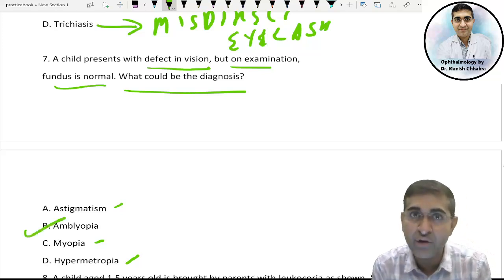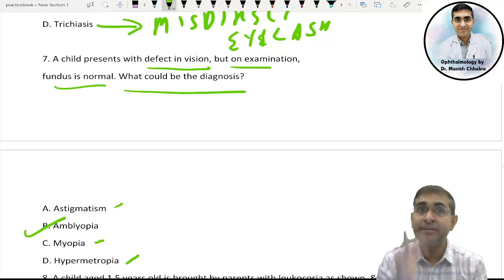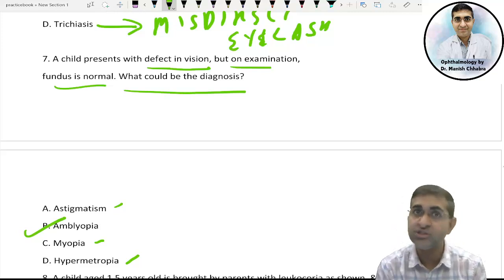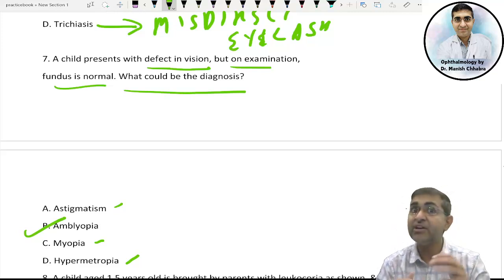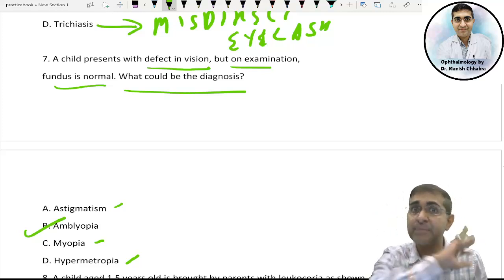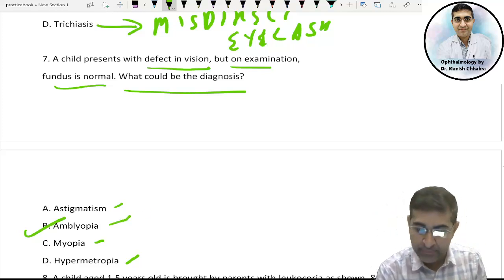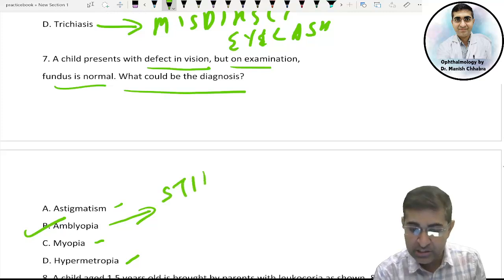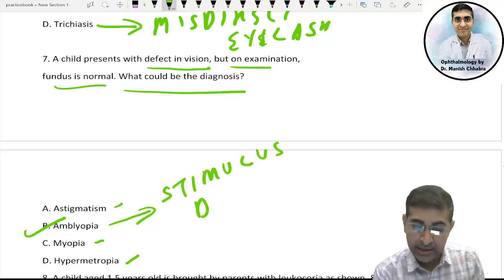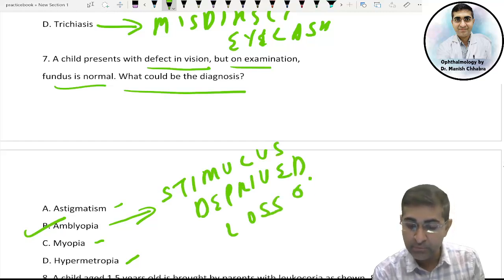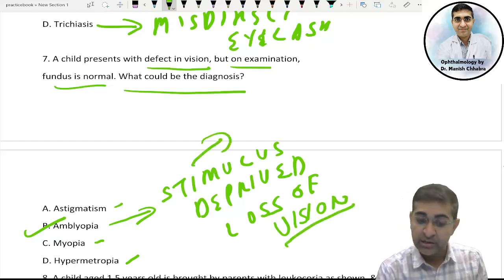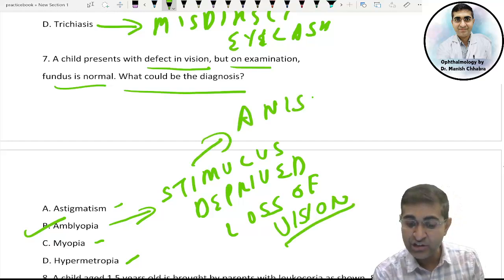In amblyopia, there is diminution of vision. Visual acuity is decreased, but the fundus is absolutely normal. So what is amblyopia? It is stimulus deprived loss of vision. What is the most common cause of amblyopia? This is also your previous year FMGE question. The most common cause is anisometropic amblyopia.